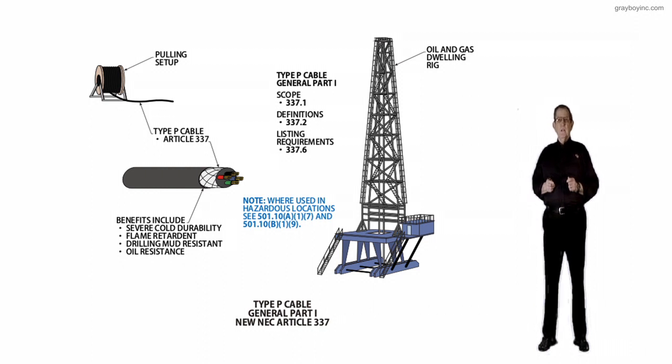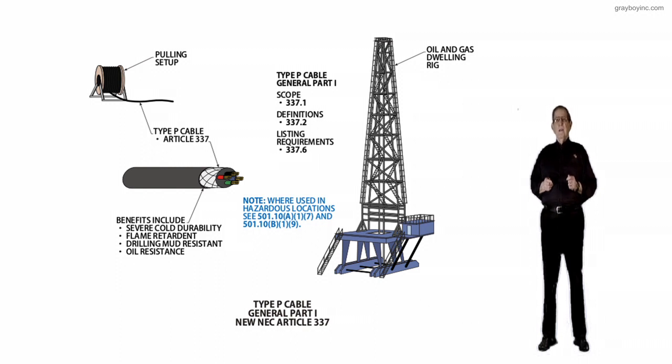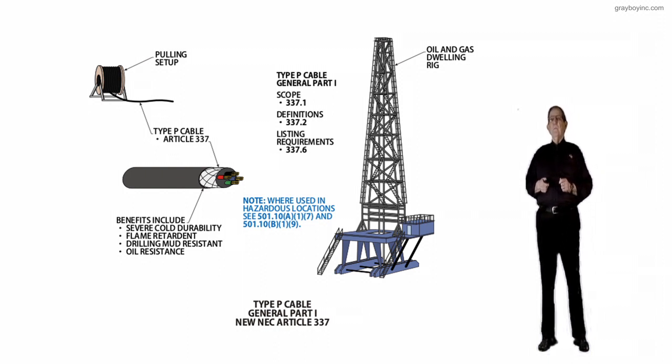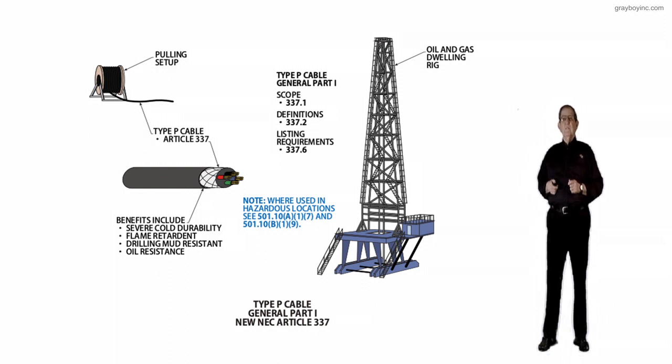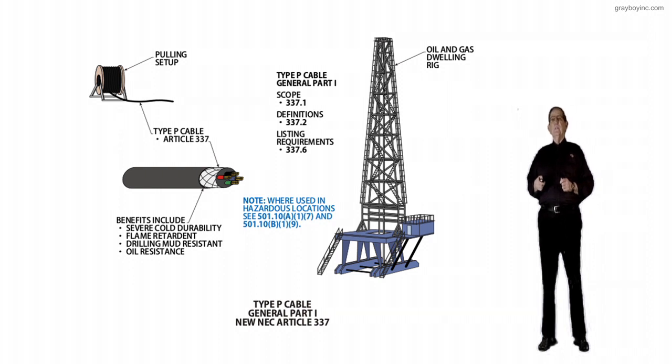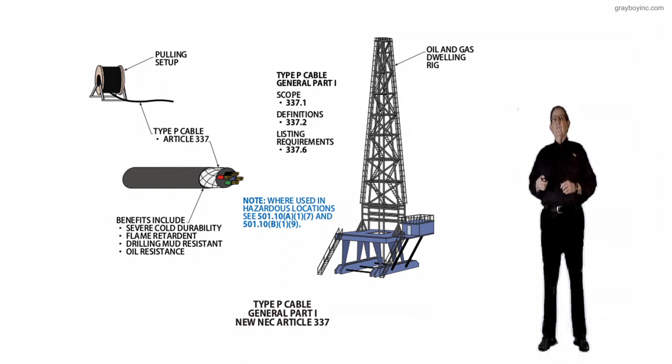New Article 337 Part 1 covers the scope, definition, and listing requirements. And then you notice if you had an oil and gas drilling rig, as you see in the note in blue there, we could use this cable in hazardous classified locations as also permitted in 501.10(A)(7), and that A means Class 1 Division 1. If that was 501.10(B), as in boy, that'd be Class 1 Division 2.